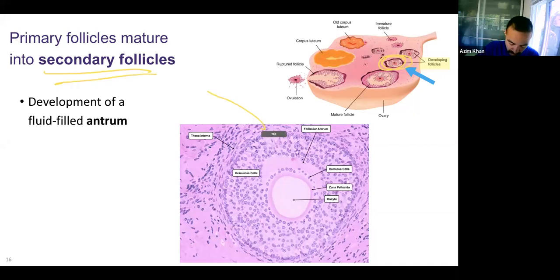Secondary follicles are a bit bigger. You still have your oocyte in the center. You still have granulosa cells, but now look at this granulosa cell layer that I'm coloring in orange. Much, much thicker layer of granulosa cells. You have theca cells still, which I'll color in green now.